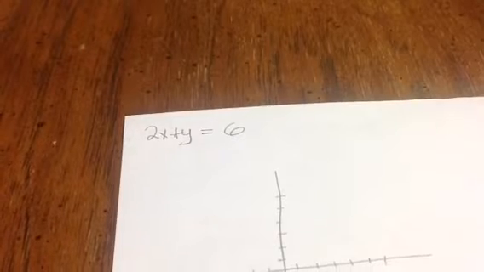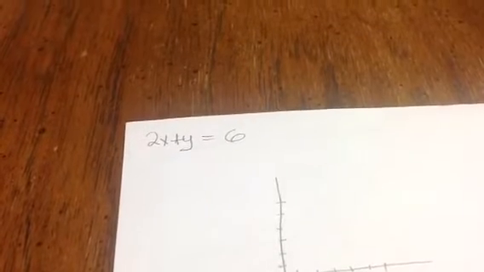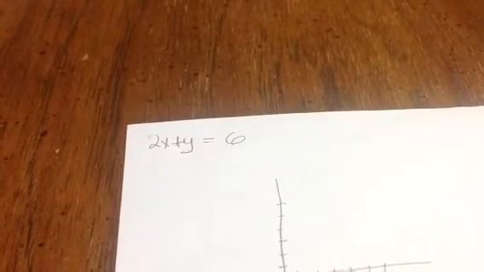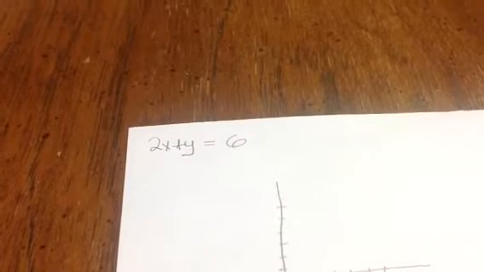So, earlier I had you watch a video about how to graph points on a coordinate plane. Today I'm going to teach you something a little more complicated. I'm going to show you how to graph a line based on an equation such as this. So for our first example, we have 2x plus y equals 6.